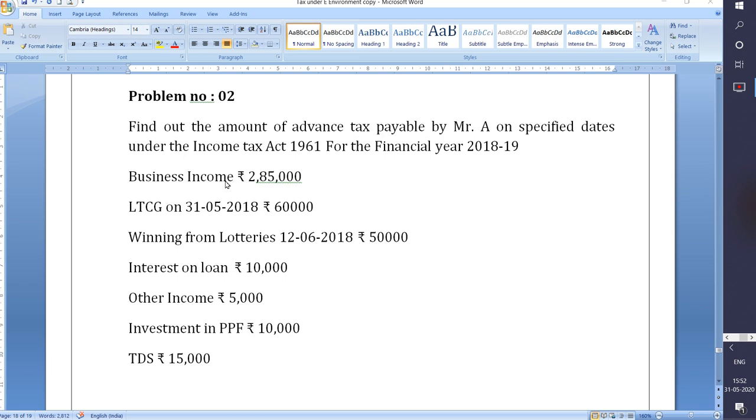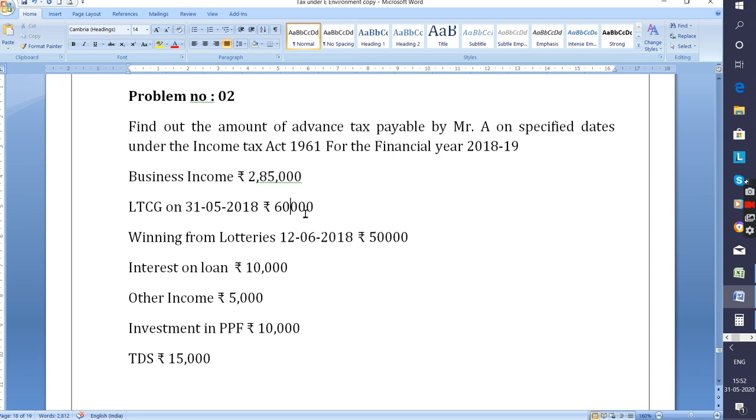As this is a business income, they have not specified whether it is from a firm or company, so we can determine this is from the professional. What are the sources of income? The first one is business income, that is rupees 2,85,000. Since they have not given the company or firm, we are taking the profession, with the 30% tax rate. Next, long term capital gain on 31st May 2018, 60,000.